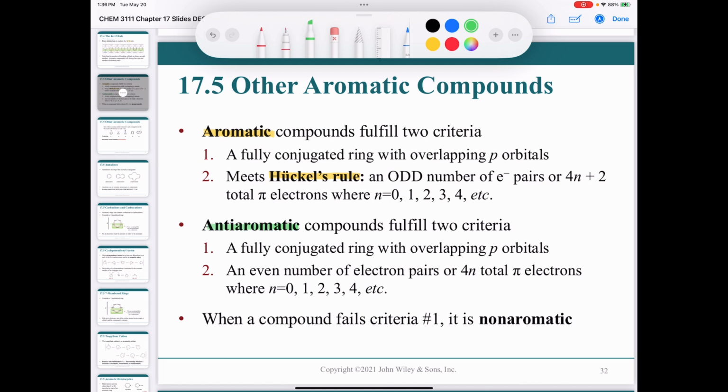Now, if you have a compound and it fails criteria number one, so let's say you have an sp3 hybridized carbon in your ring, so you don't have a continuously overlapping system of p orbitals, in that case, it's non-aromatic, okay? And the abbreviations, like you saw before: for aromatic, I like to just use A. For anti-aromatic, I use AA. And for non-aromatic, I put NA, like that.